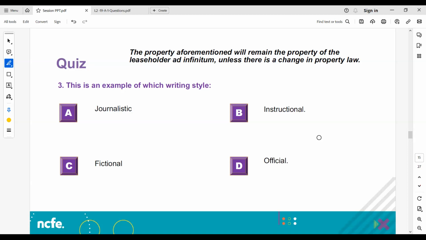I think it's an official. Good. Yeah, official. It is official. So it's about property, isn't it? It's some kind of legal document. This has been taken from something about property. So the property aforementioned. Nobody speaks like that. That's really official, formal language. Ad infinitum, that use of Latin, that's a massive clue to us that it is official. And it also mentions property law, so again we've got another clue there. Good.